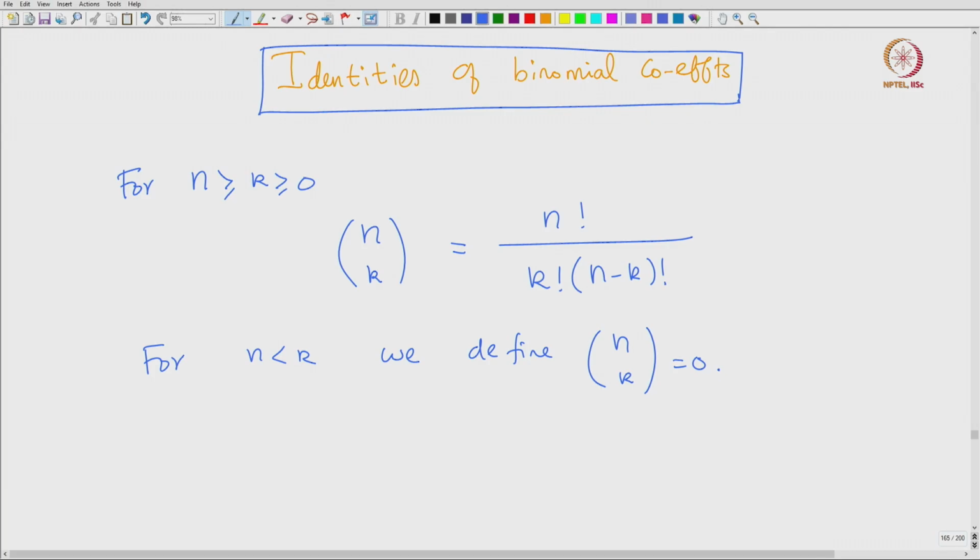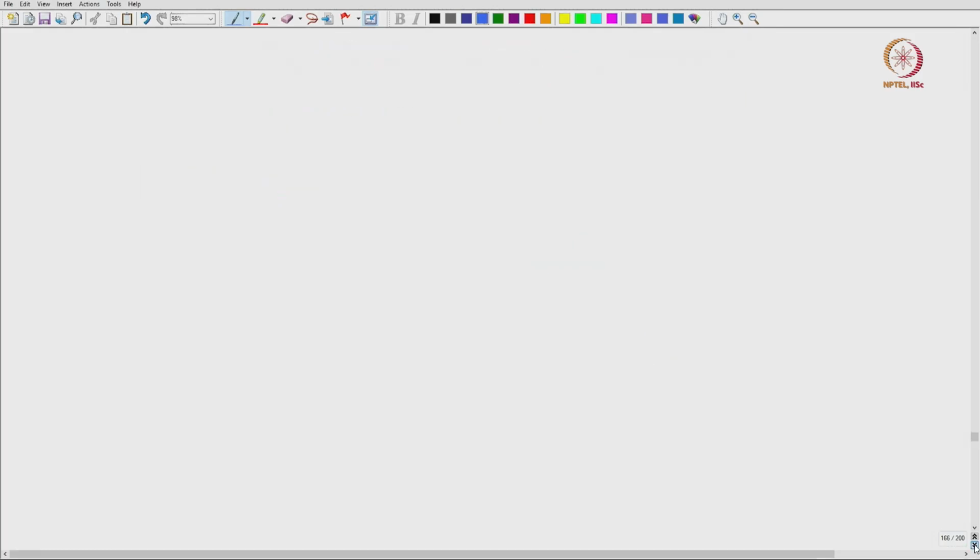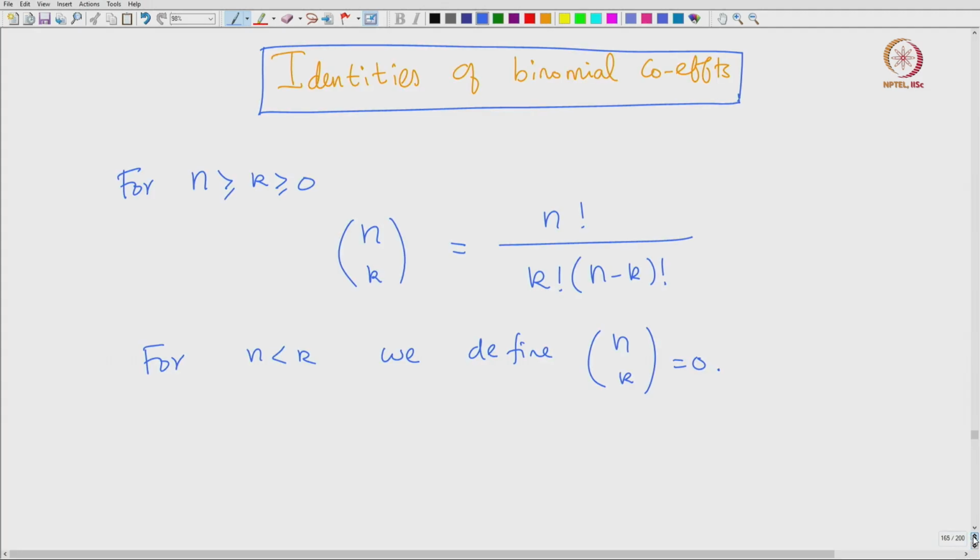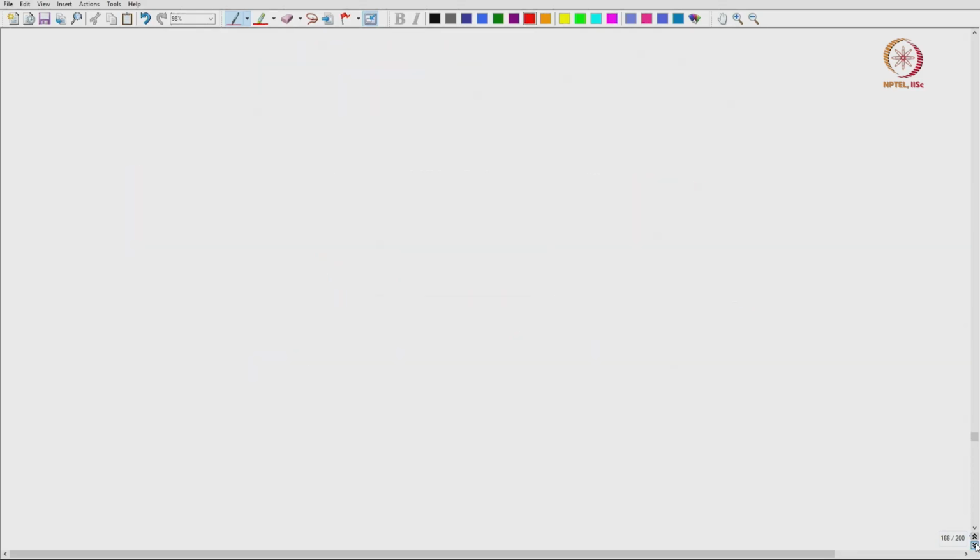First, we will see a basic identity among these binomial coefficients. We have already seen a proof of this using counting in two ways, and one can also directly apply the formula that I have written here and prove the same identity. The very first identity that we see is the following: n choose k is the same as n choose n minus k.